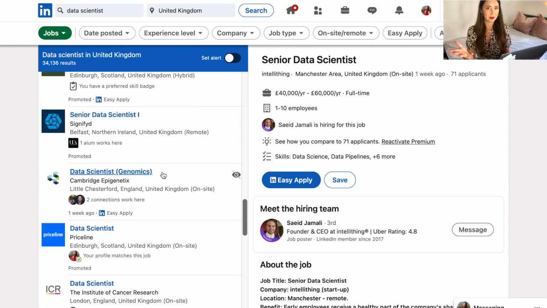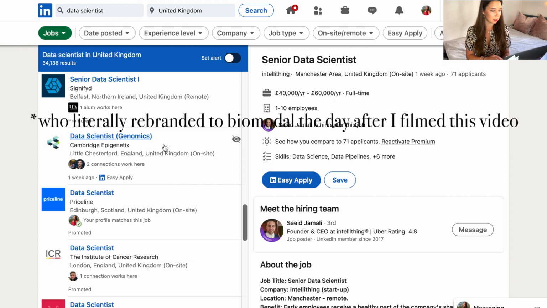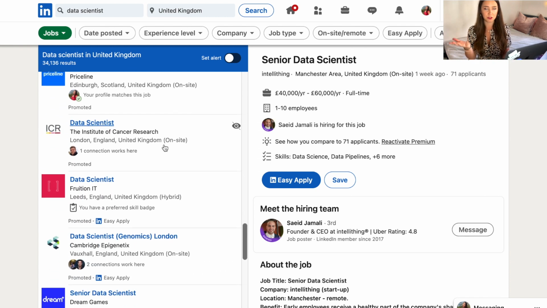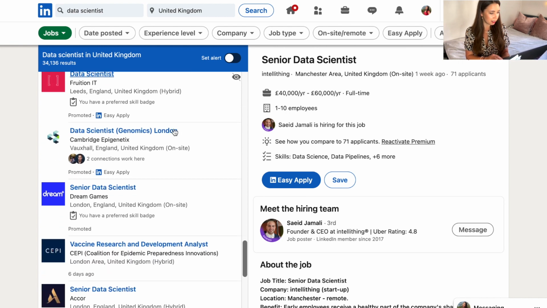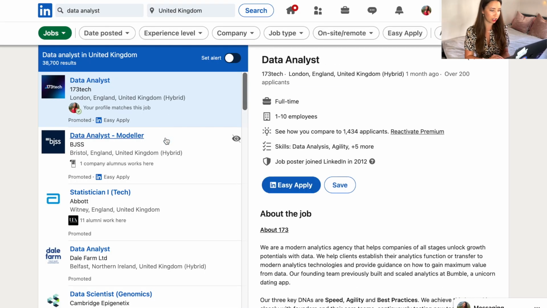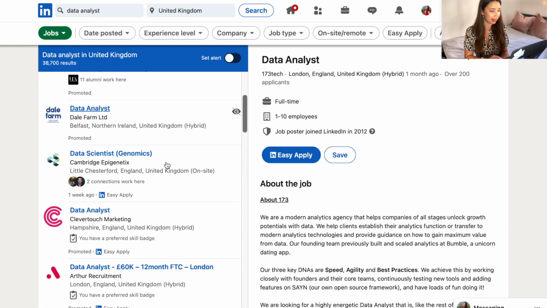Data scientist at Cambridge Epigenetics, data scientist, Institute of Cancer Research, data scientist, Cambridge Epigenetics. Essentially, because my profile is biology genomics related, even when I search data scientist roles, it provides me ones at companies working with biological data, which is fantastic. So let's change it over to Analyst. So again, I've got another one at Cambridge Epigenetics working with genomics data.